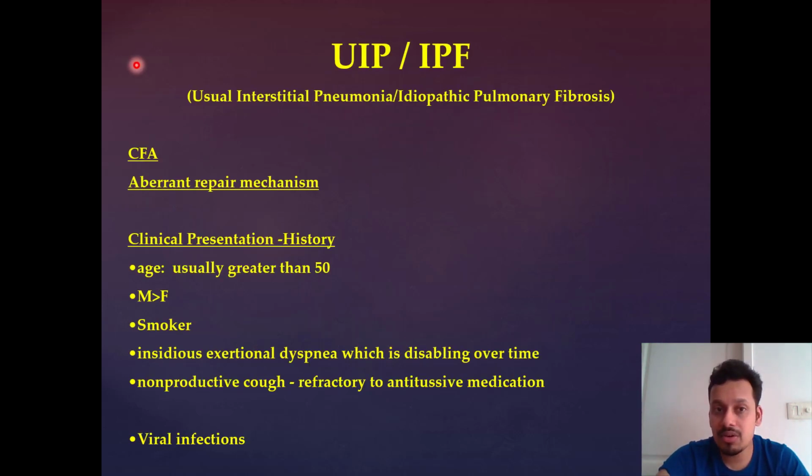It was previously called cryptogenic fibrosing alveolitis because of similar pathology. Basically, it is due to an aberrant repair mechanism. A patient who is more than 50, a male smoker, comes with insidious onset of dyspnea, and the X-ray would usually be normal in the initial stages of idiopathic pulmonary fibrosis. Although it is idiopathic, there is some evidence that viral infections like Epstein-Barr virus and cytomegalovirus could be an etiological trigger for IPF, although it is not proven.